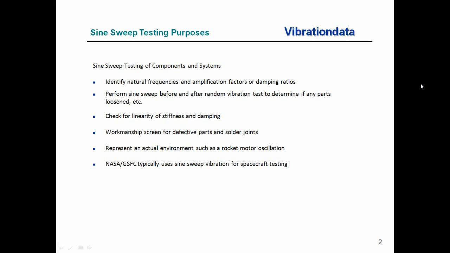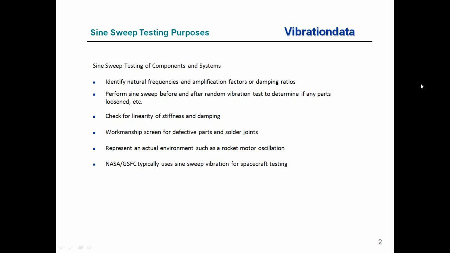And in some cases, maybe we have a random vibration test as the main test. Well, we can perform sine sweep both before and after the random vibration test to determine if any parts have loosened or if there's any changes in the materials or some nonlinearity, for example.